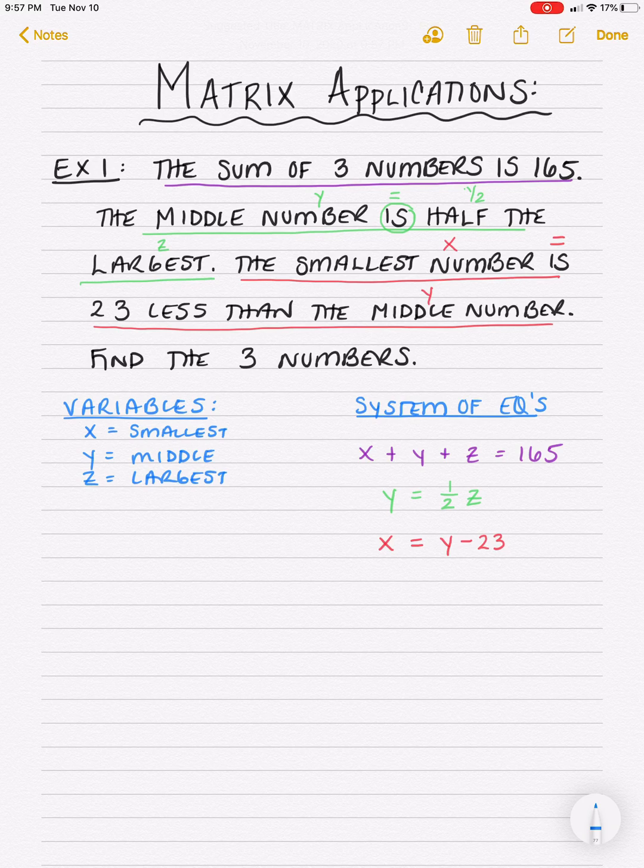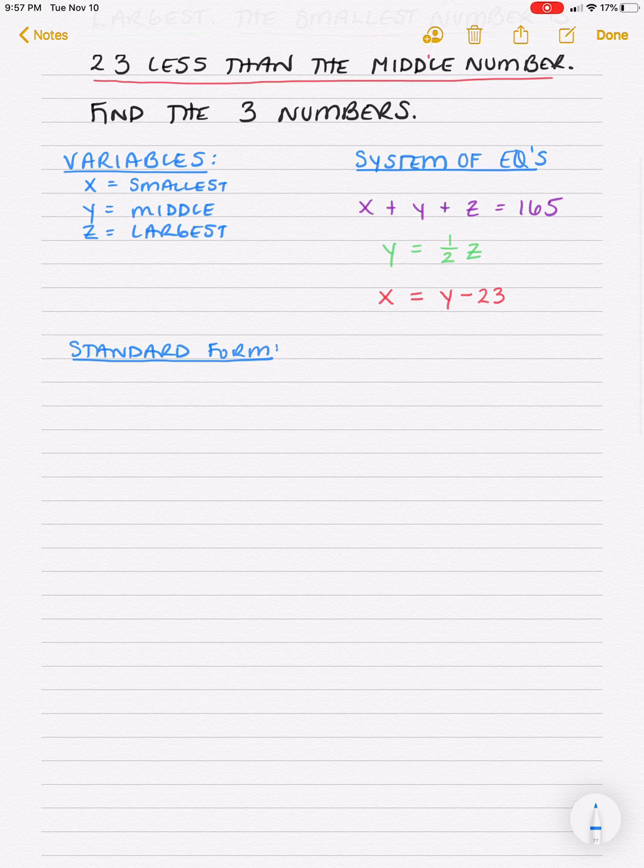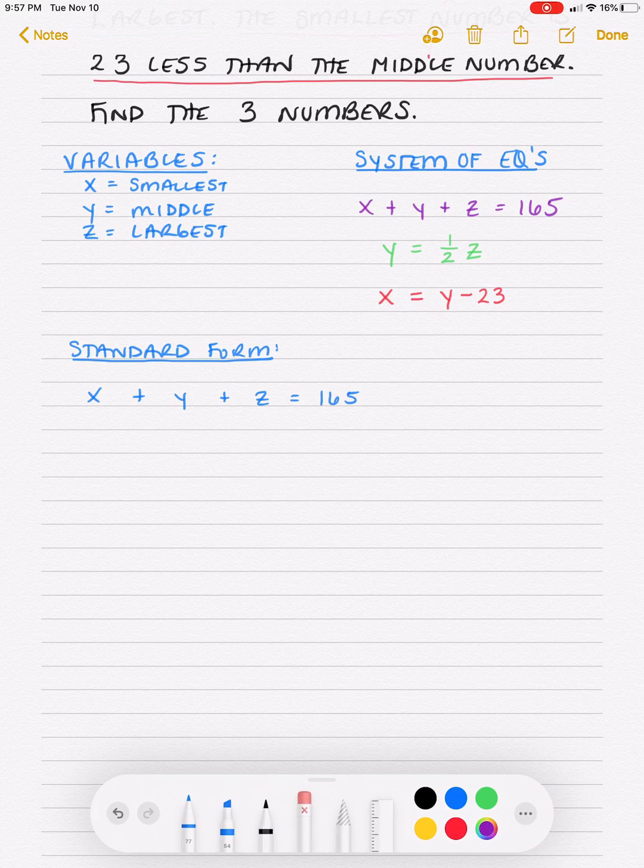So the next thing that we're going to do if we want to use a matrix to solve this is write each equation in standard form, meaning we need to make all of the equations look like the first one in purple, where all three variables are on the same side. I'm going to scooch that over just a little bit for the sake of spacing. All right, so X plus Y plus Z is equal to 165.